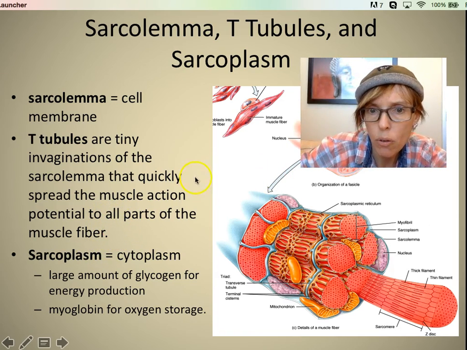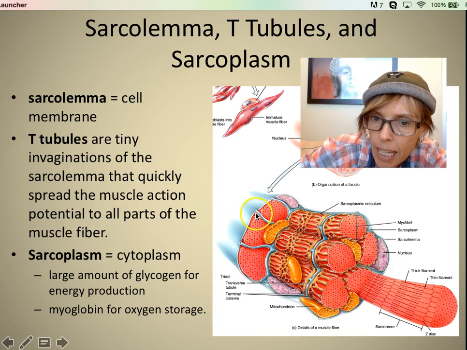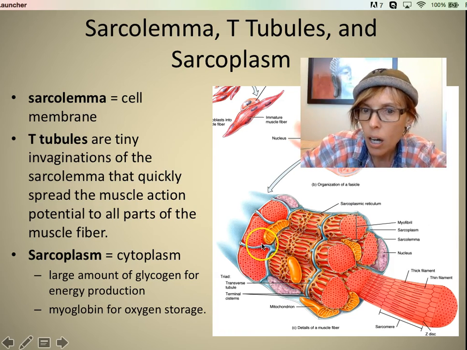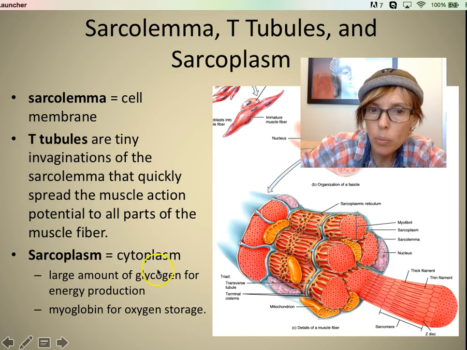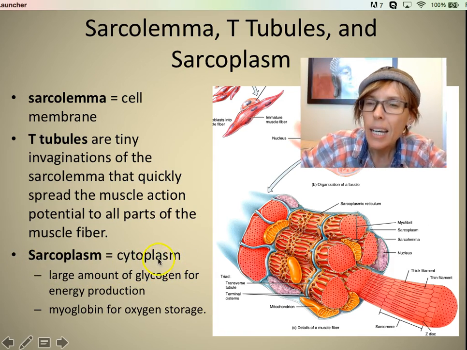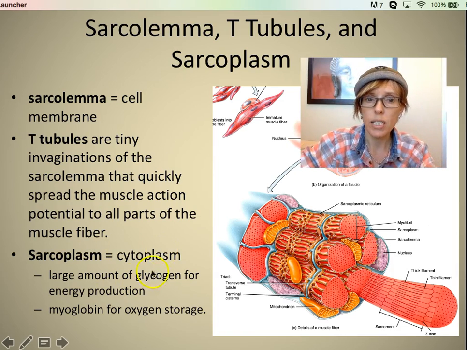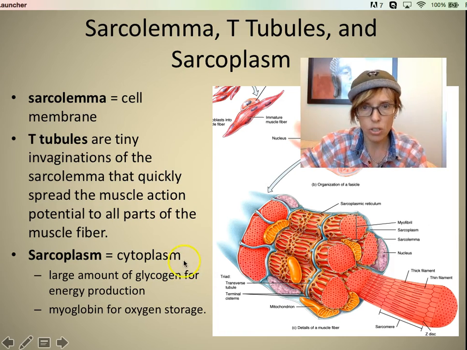So as I was mentioning before, as that nerve signal washes along that sarcolemma, it then dips down into the interior of that muscle fiber. Okay? And then the sarcoplasm is simply the cytoplasm. Again, it's going to be a little bit specialized for what the muscles actually have to do. So for example, it'll have a lot more glycogen than regular cells will have. Glycogen can be used for ATP production.